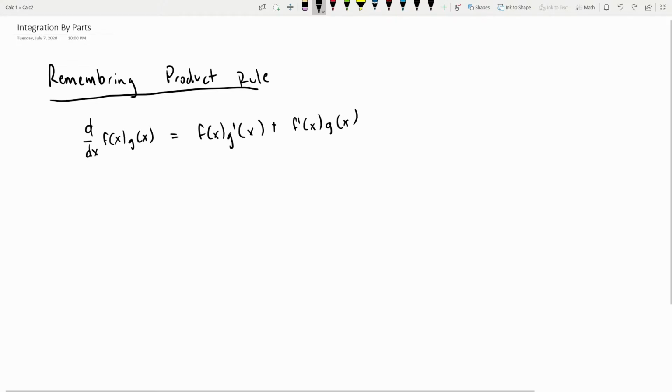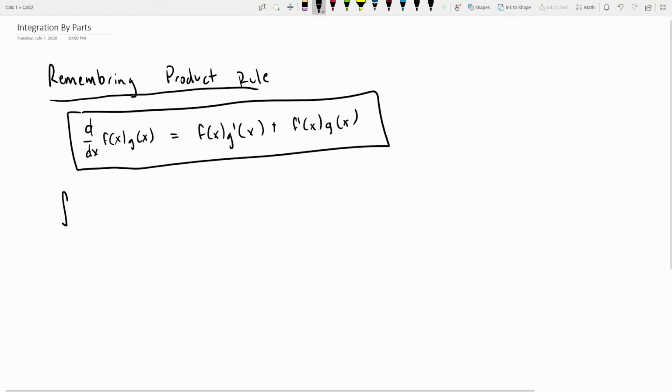Now the whole integration by parts formula comes from this. If we were to take the integral of, let's say, this entire function, so we're going to apply it to all of this, right? And if we apply it to the left side, then we're going to need to apply it to the right side. So I'm going to go ahead right now and do that.